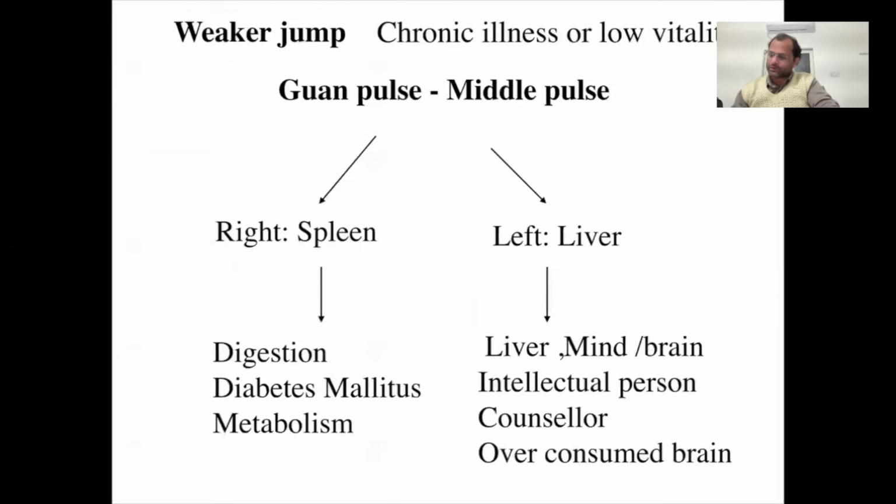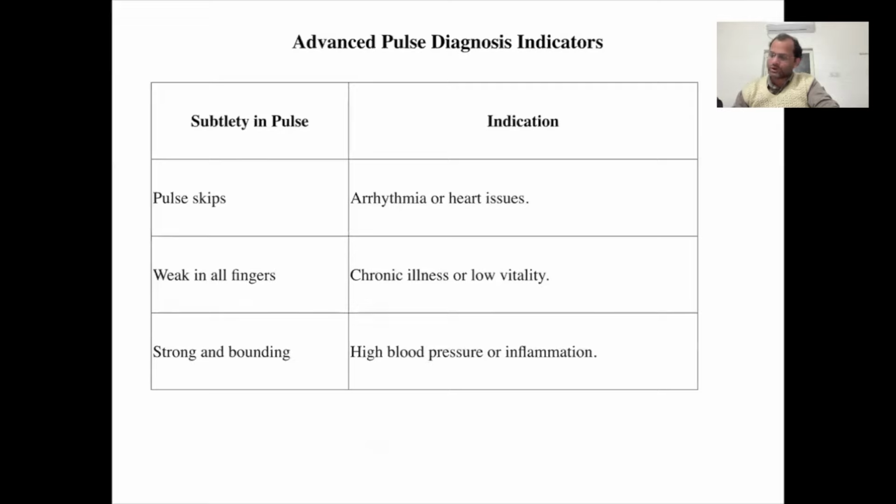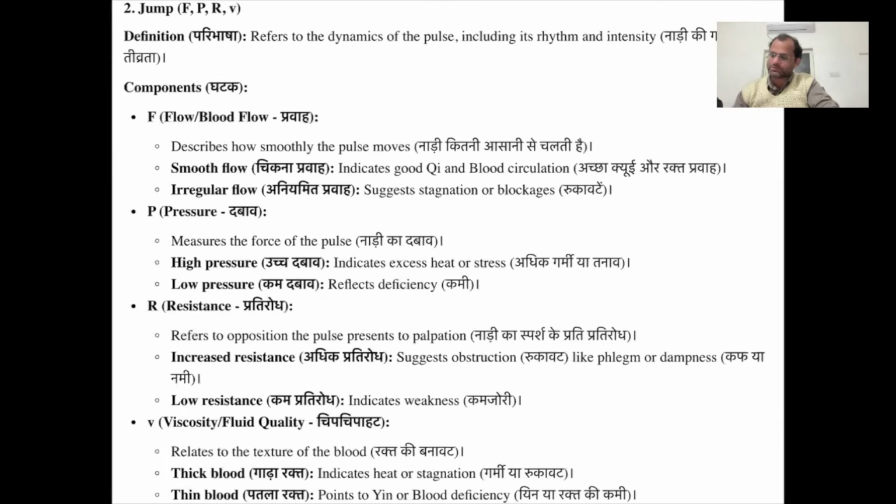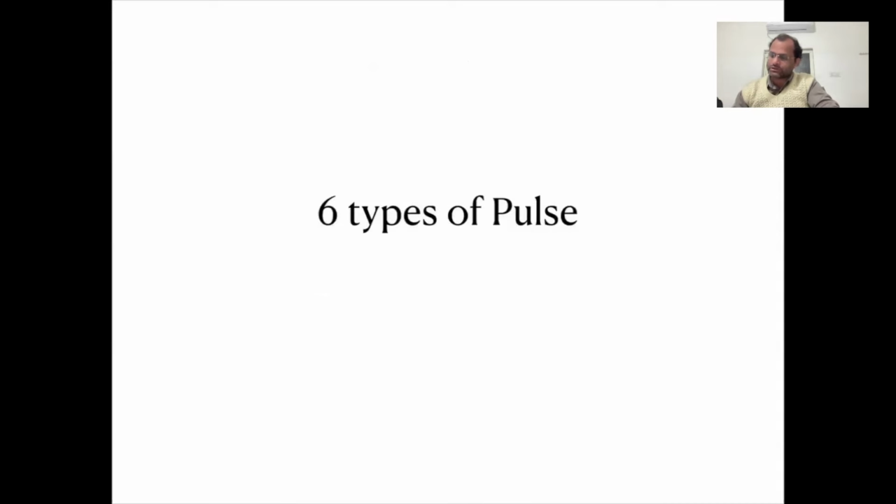So we have done the preparation and all. Yesterday we saw the Guan pulse, and we understood about shape. Now today we will be understanding the 6 types of pulse.